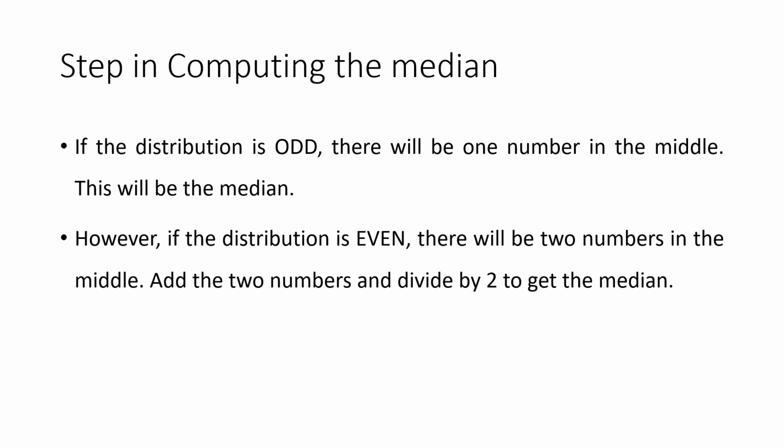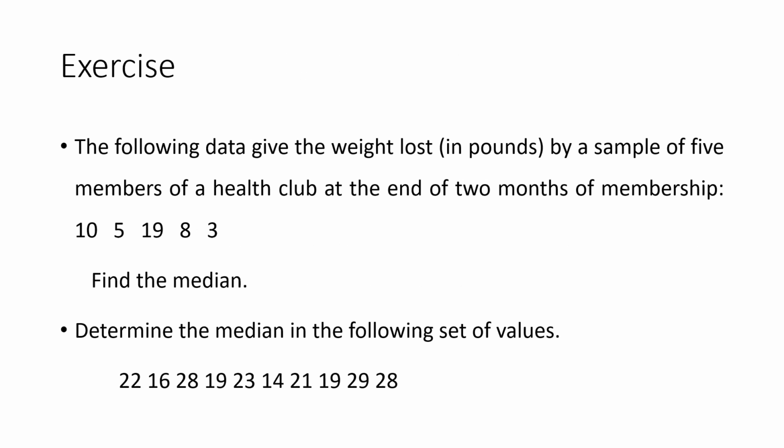A clear example: the following data gives the weight loss in pounds by a sample of 5 members of a health club at the end of a 2-month membership. We have 10, 5, 19, 8, and 3. Find the median. Also, we determine the median of the following set of values: 22, 16, 28, 19, 23, 14, 21, 19, 29, 28.